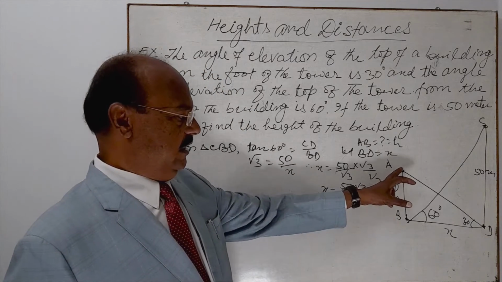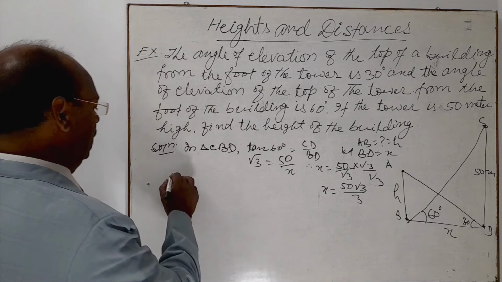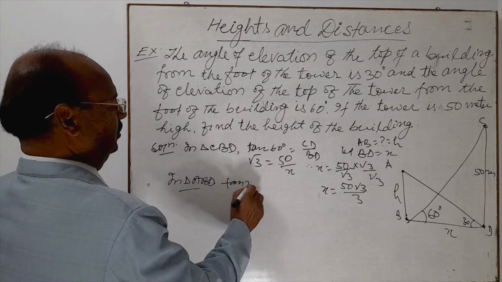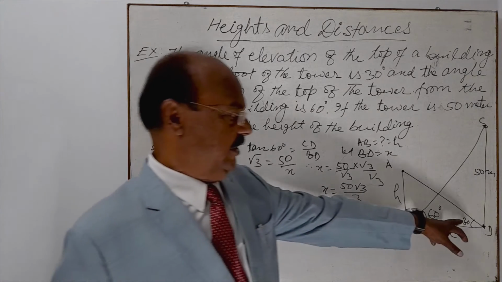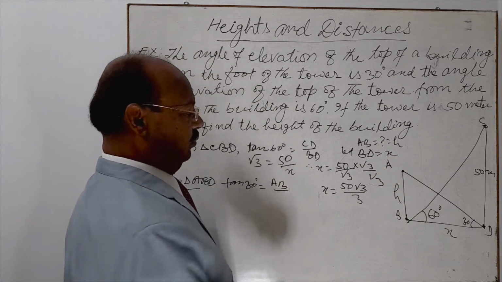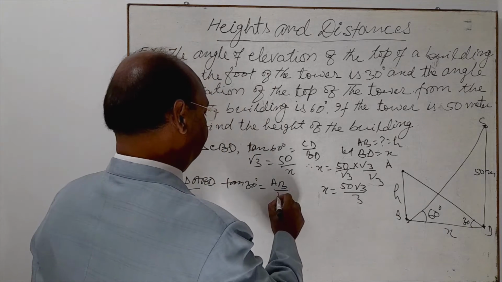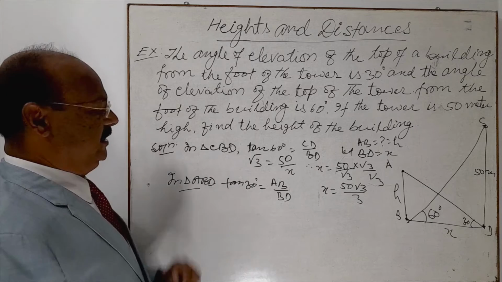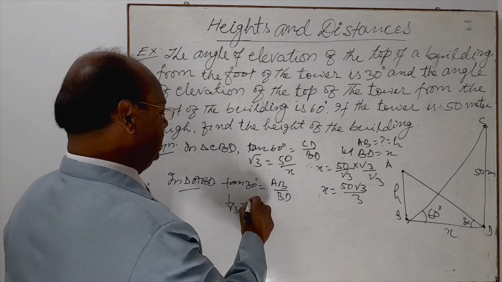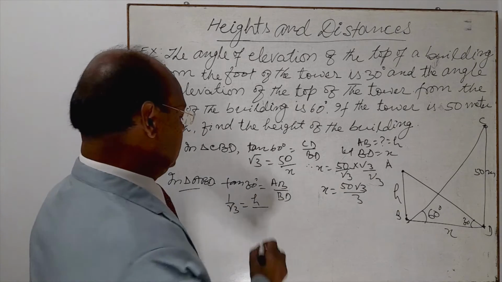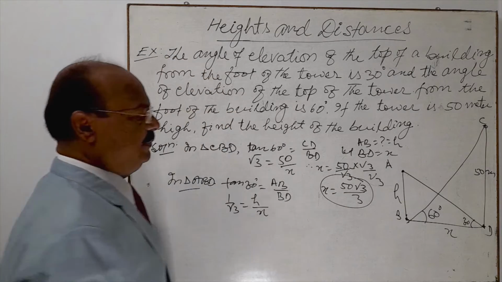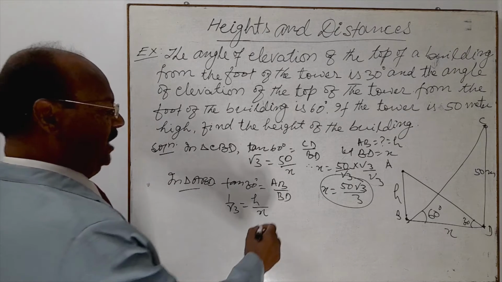Now we'll take right angle triangle ABD. In triangle ABD, here tan of 30 degrees, this is 30 degrees. So tan of 30 degrees is perpendicular AB by base BD. And you know tan 30 degrees is 1 by root 3. So 1 by root 3 is equal to AB, we have supposed this is equal to H, and BD we have supposed this is equal to X. And here we have got the value of X, which is 50 root 3 by 3. So we can put this value here.